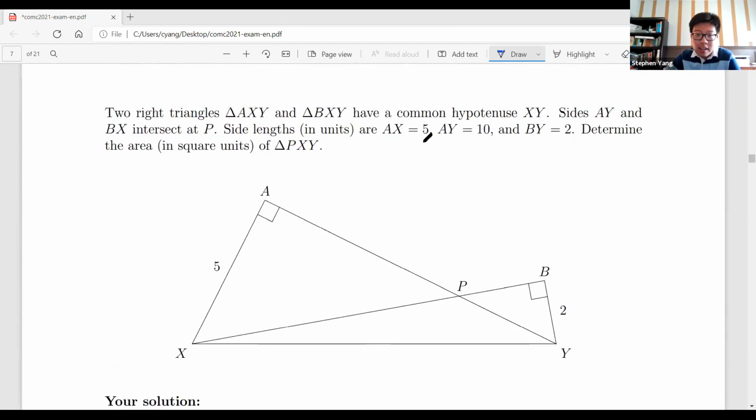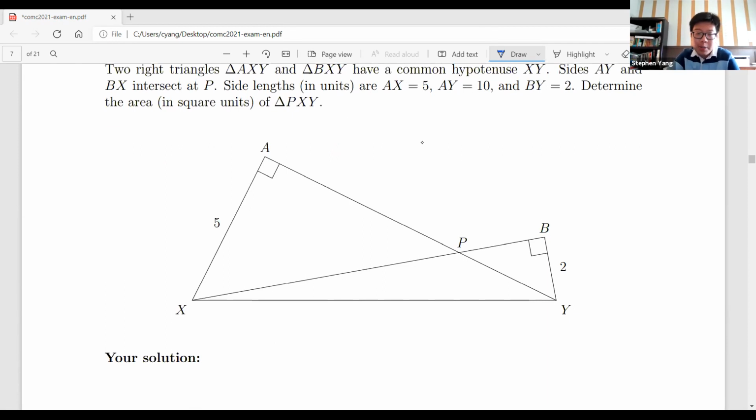Okay, there are actually many different ways to solve this problem, but I'll present the most elegant one that I found. So first we draw a perpendicular line from P to XY. So this is perpendicular. Let's call this point M. And let PM be x, let XM be a, and MY be b.